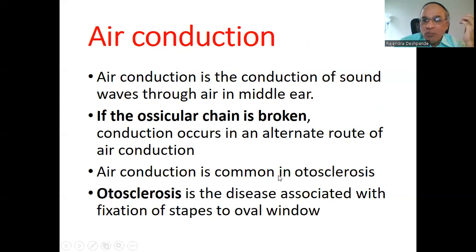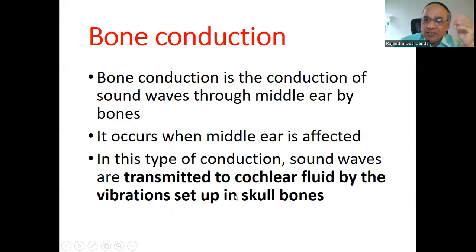Air conduction is common in otosclerosis. Oto means bones, sclerosis means damage, degeneration. So when these bones are damaged, maybe because of the aging process or trauma or any infection, then air conduction takes care of compensation. Otosclerosis is the disease associated with fixation of the stapes to the oval window. It is very hard, and there will be no flexibility, elasticity lost.